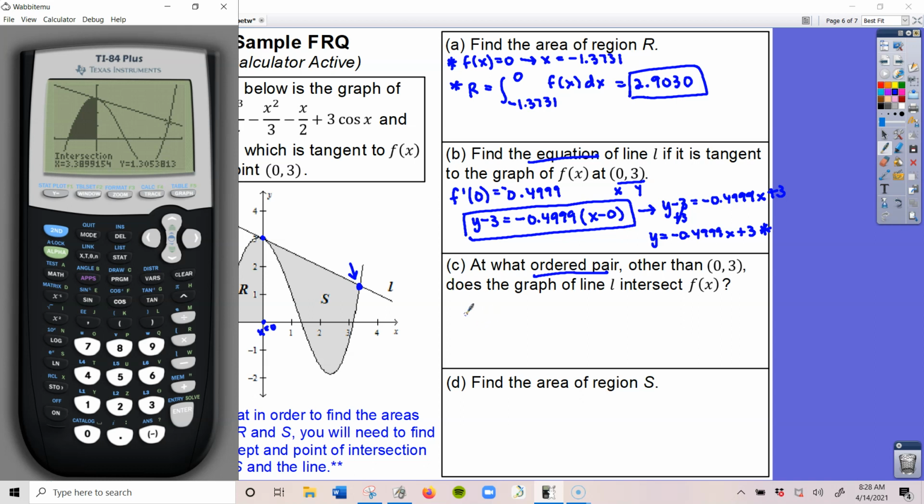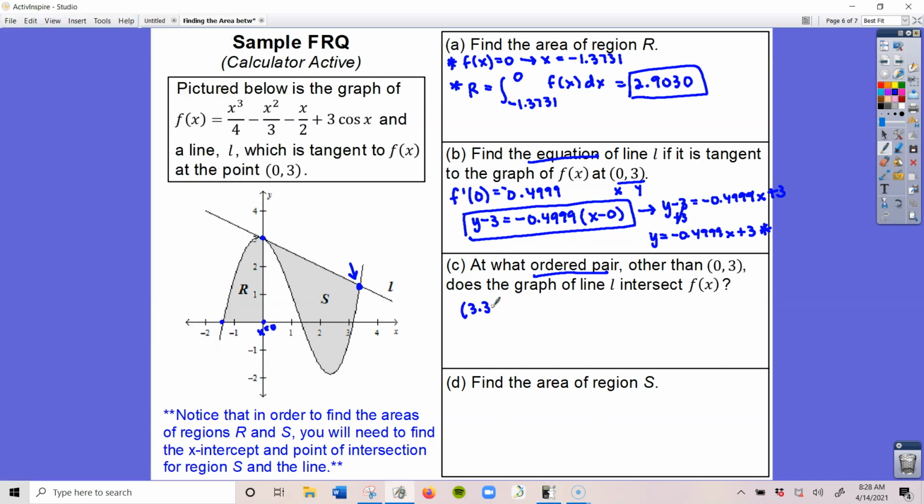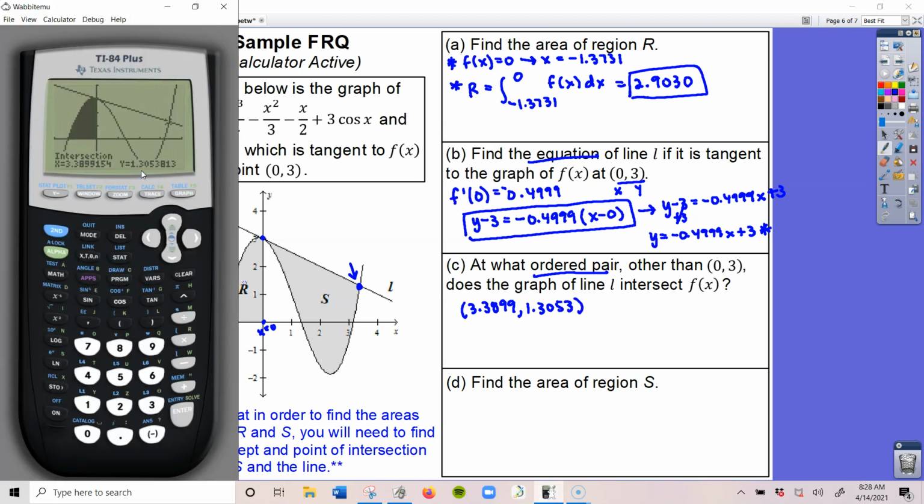So that ordered pair is 3.3899 and 1.3053. Let me just verify that, make sure I wrote it right.